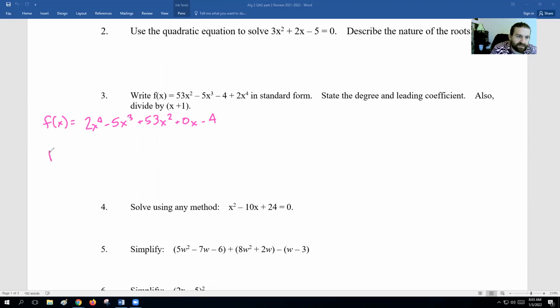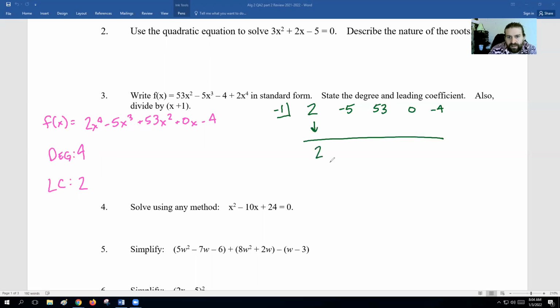All right, so the degree of this is 4, and the leading coefficient is the number in front, 2. Now, if we're going to divide by x plus 1, we can actually use synthetic division. That's actually a whole lot easier here. So for synthetic division, we put negative 1. Remember, it's whatever makes this equal to 0. And then we put down our coefficients: 2, negative 5, 3, 0, and negative 4.